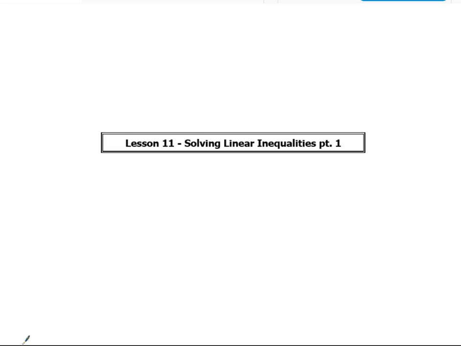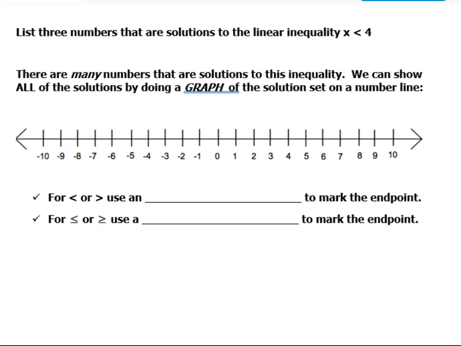We spent a lot of time talking about equations the past week, and now we're going to shift gears a little bit and talk about solving inequalities. The nice thing about solving inequalities is it's very similar to solving an equation. There's only going to be one difference that we have to be careful of.